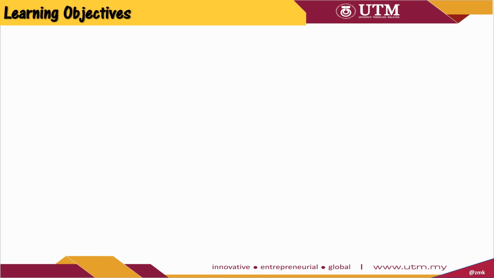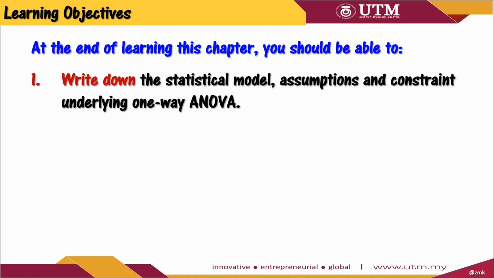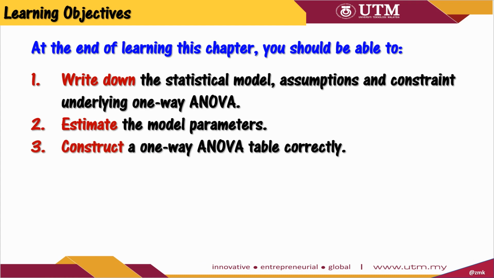Let's look first at the learning objectives you should aim to achieve for this chapter. At the end of learning this chapter on a one-way ANOVA, you should be able to write down the statistical or probabilistic model or equation, the model assumptions, and a constraint underlying a one-way ANOVA. Next, you should be able to estimate the underlying model parameters. You should also be able to construct a one-way ANOVA table that consists of all elements that you must know how to calculate manually, which ultimately leads you to obtaining the test statistic suitable for a one-way ANOVA.